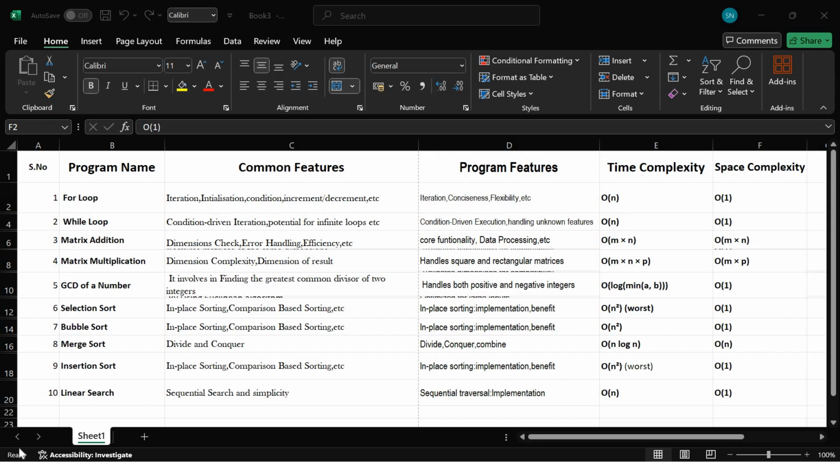Bubble sort repeatedly steps through the list, compares adjacent elements and swaps them if they are in the wrong order. Time complexity is big O of n squared. Space complexity is big O of 1.